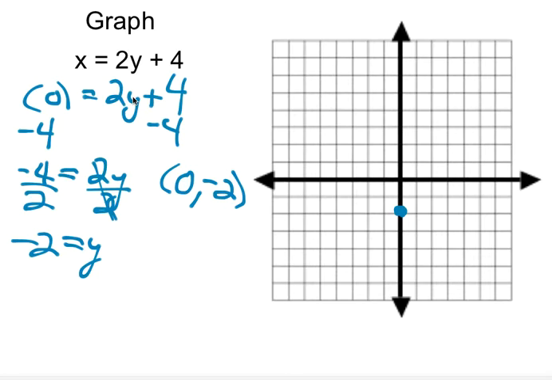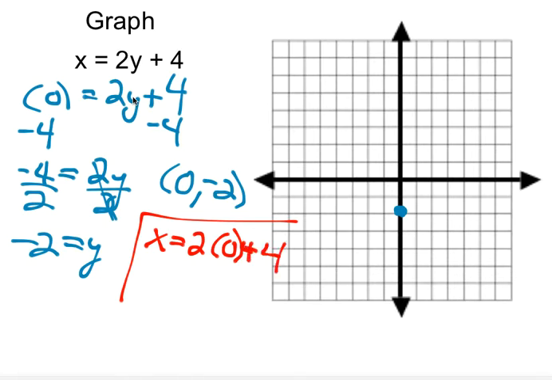So if I plugged in 0 for y, I will get x equals 2 times 0 plus 4, right? And then the 2 times 0 would just be 0, so it's going to be 0 plus 4, which is 4. So that's it. I get an x coordinate of 4 when I plug in 0 for y, so it's 4, comma, 0. So on my graph, that would be right there.